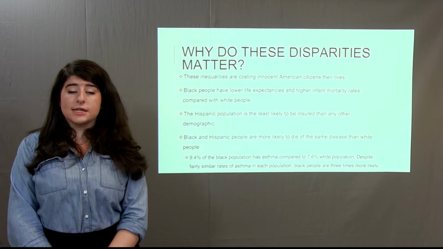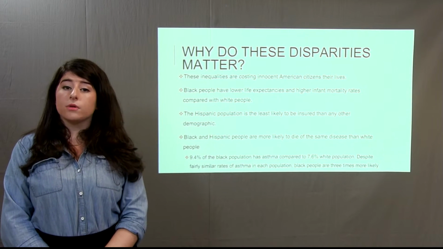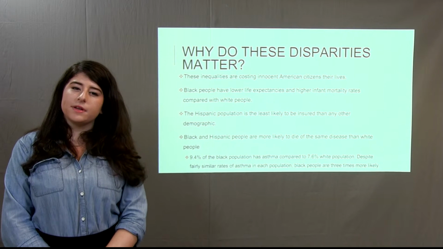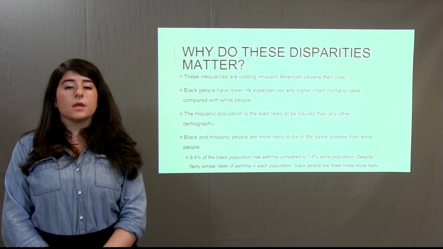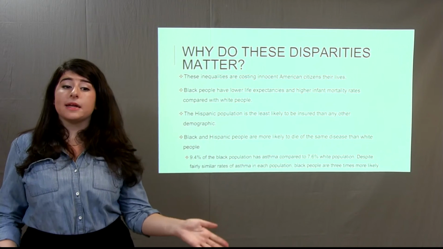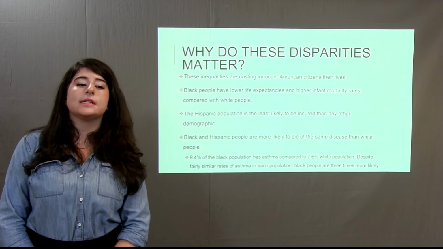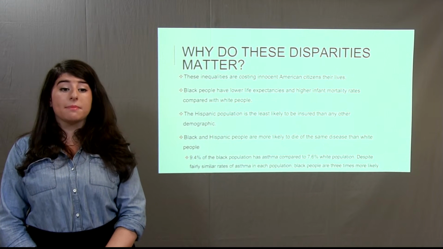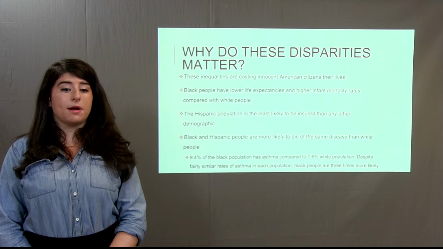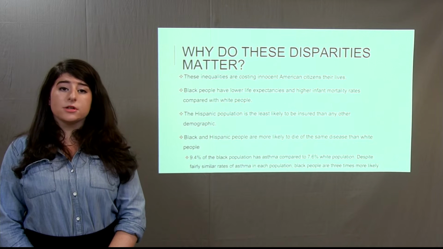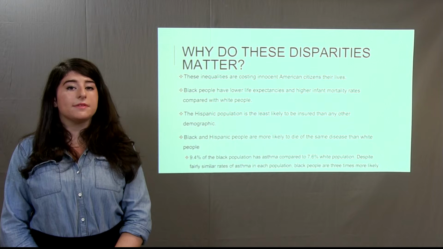These inequalities are costing innocent American citizens their lives. The Black population has lower life expectancies and higher infant mortality rates when compared with the white population. Black and Hispanic people are more likely to die of the same disease than white people. An example of this is that 9.4% of the Black population has asthma, compared with 7.6% of the white population. Despite fairly similar rates of asthma in each population, Black people are 3 times more likely to die of the same disease.